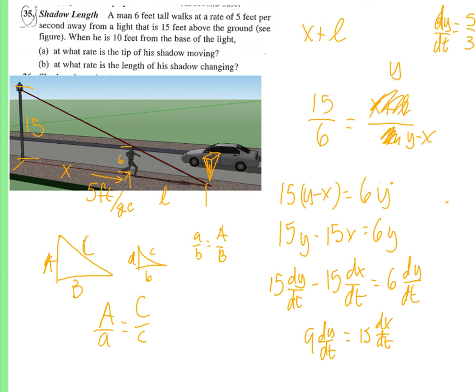Let's say we wanted to find dy/dt. What do we need to know? dx/dt. What's dx/dt? 5 feet per second. So dy/dt is 25 thirds. What did we not need to know? How far it was. It didn't matter that he was 10 feet away. It wound up being irrelevant. It was like an extra piece of information.